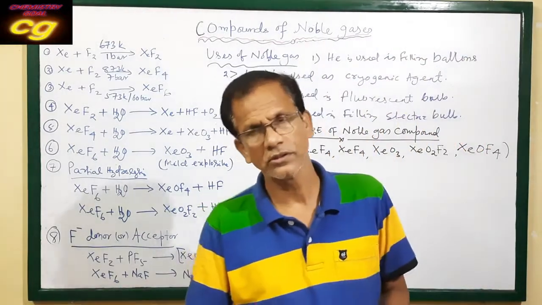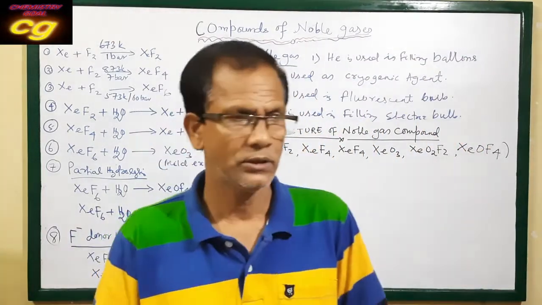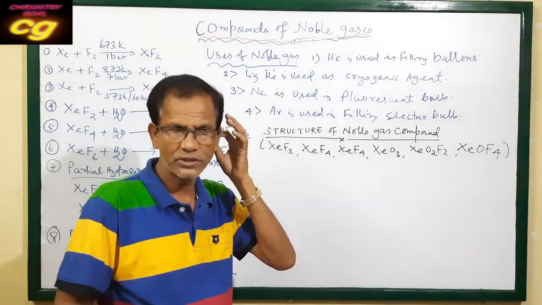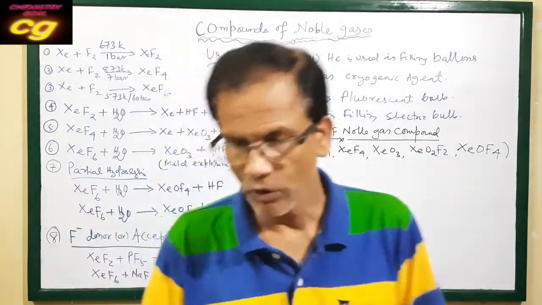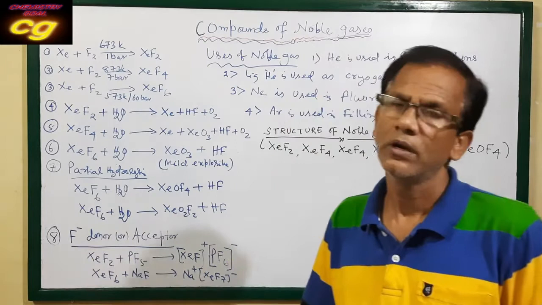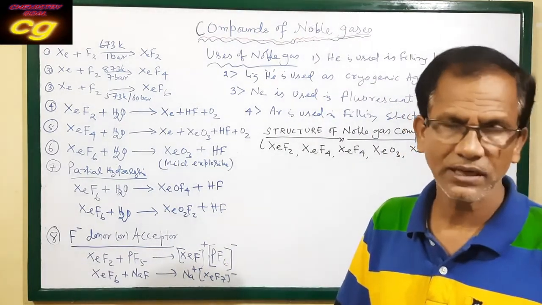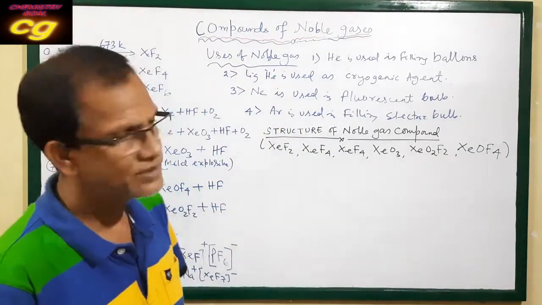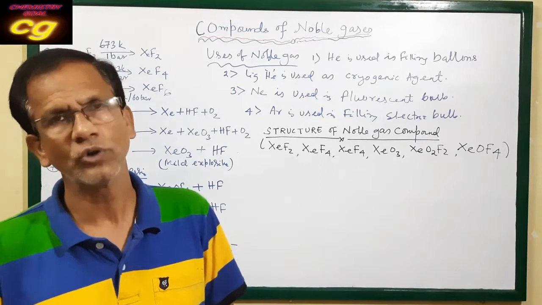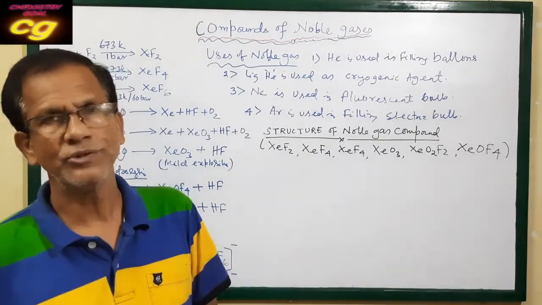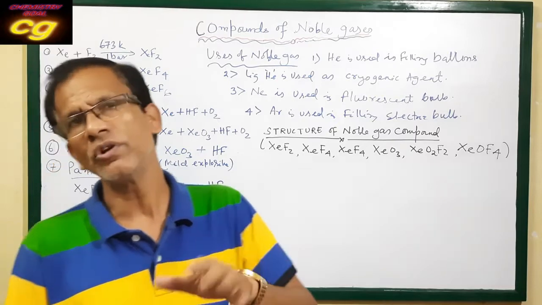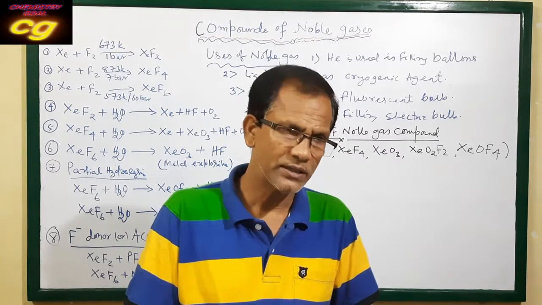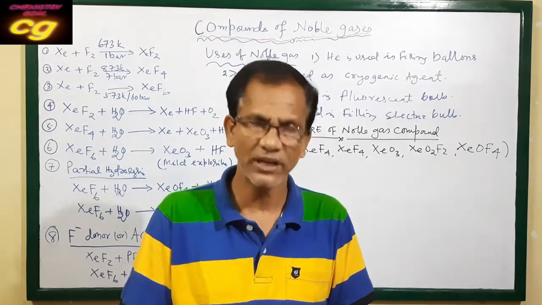Now we are going to discuss a very important topic, that is preparation and properties of compounds of noble gases. Already we have read in the last class that noble gases are chemically inert. Generally they do not form compounds due to their stable electronic configuration. That's why they are chemically inert, and that's why they are called noble gases or inert gases.